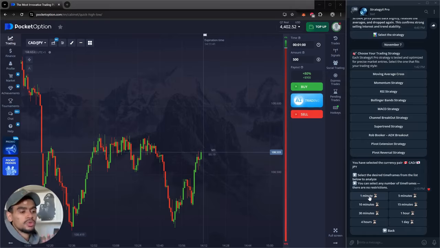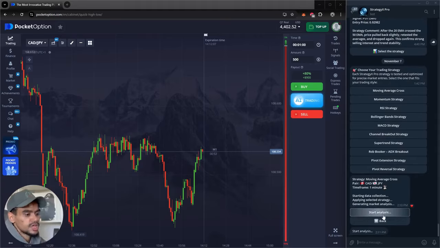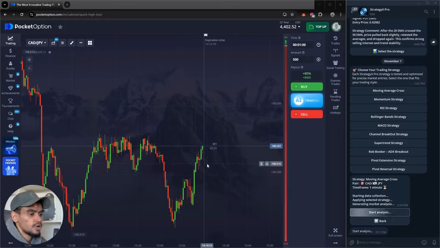However, what you need to know about this robot is that it will really perform analysis on all of the timeframes that are in here, so 1 day included. It's looking for the market structure on a higher time frame to see if it's going to influence the price at the current time frame. So this is extremely important. If we're selecting 1 minute, the robot will perform analysis on all the time frames and give us a signal for 1 minute only. So we press start analysis and we are off.